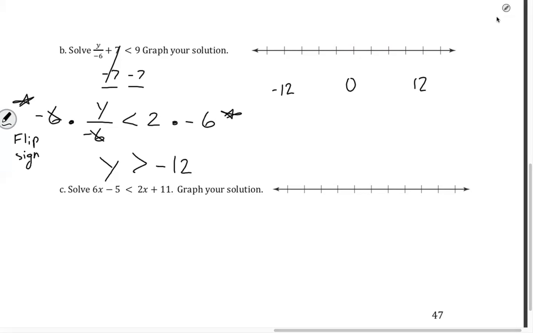So we're going to put an open circle at -12. I'm eating, notice my mouth is eating the Y, so I'm going to shade to the right. Any questions? Drew, you okay with that? Okay.